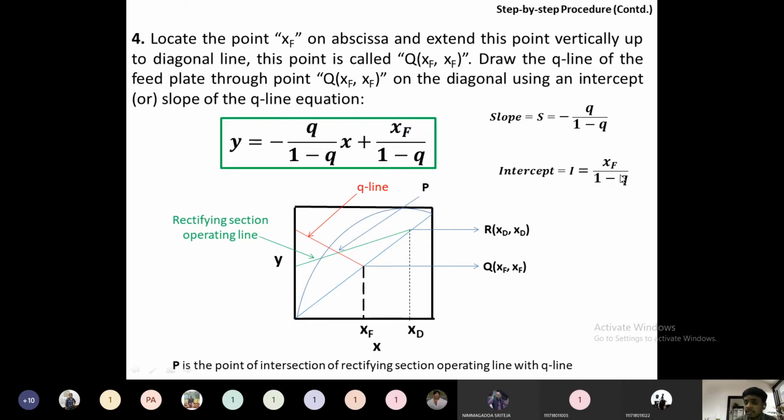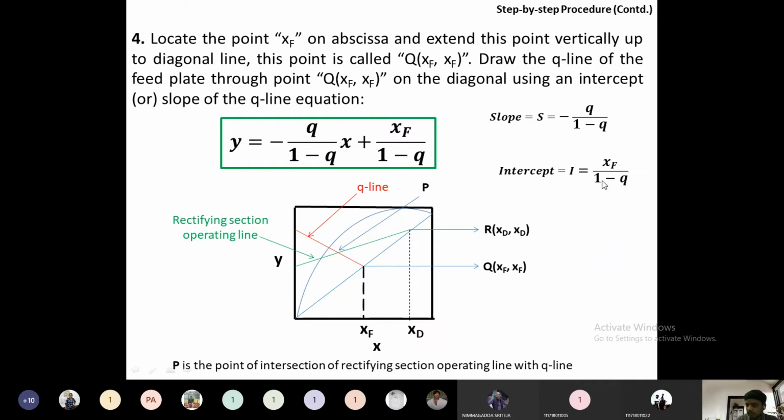So q is the measure of thermal condition of feed. We already derived that one. q is the measure of thermal condition of feed, or in other words, the fraction of feed that is in liquid. This q is nothing but the fraction of feed that is in liquid form. All the parameters will be given.